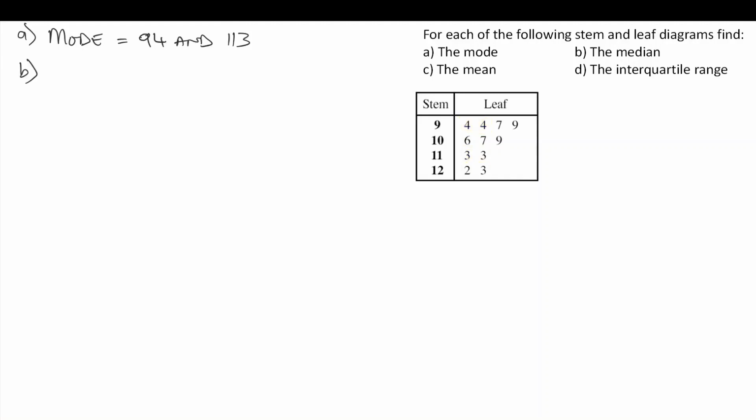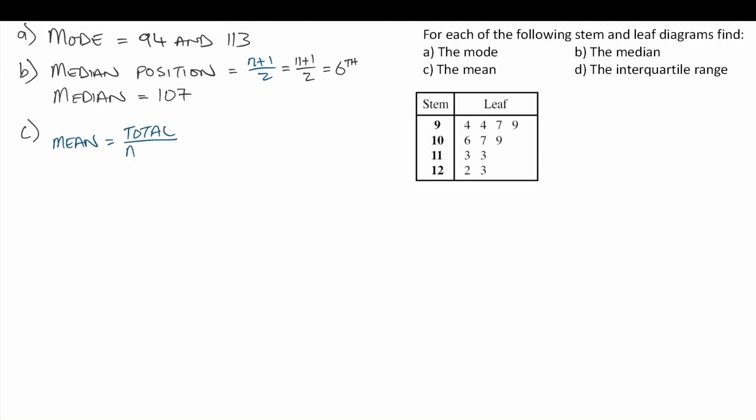Part B wants us to find the median. We're going to use the formula to find the median position. How many values are we working with? We're working with 11 values. The median position, n plus 1 divided by 2, tells us the median is the 6th value. We already have all of our values in order. That's what a stem and leaf diagram does for us. So just reading through, the 6th value is 107.